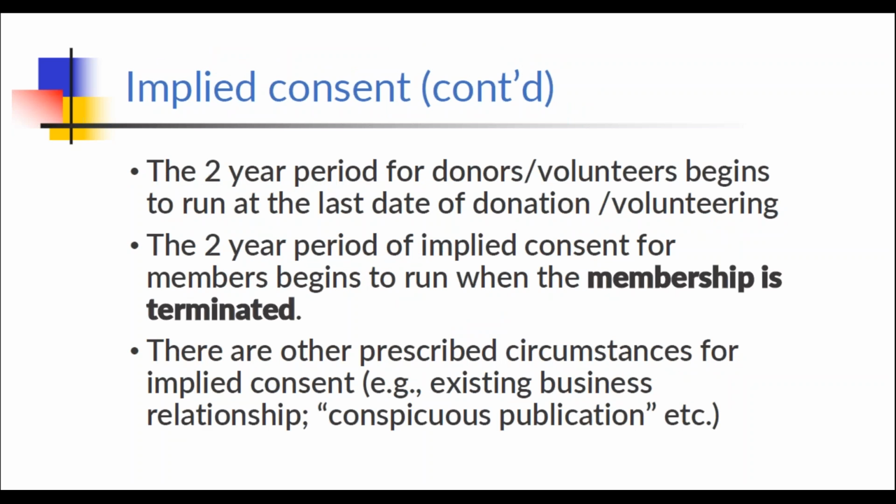Well, let's talk about when that actual 2 years starts to run. For charities, that 2 year period starts to run from the last date of donation or volunteering. So if someone donates regularly every year, that 2 year period starts again. Same for volunteering. If someone volunteers every month, that 2 year period starts the last time they volunteered. And for nonprofits, it's actually even a longer period, because CASL says that the 2 year period starts to run when the membership is terminated. So as long as they're current members, that 2 years doesn't even start running. It's only when they terminate their membership that you still have implied consent to communicate with them or to send them CEMs for another 2 years.